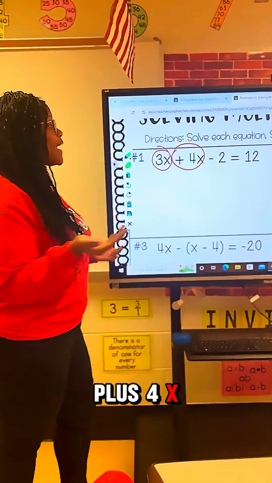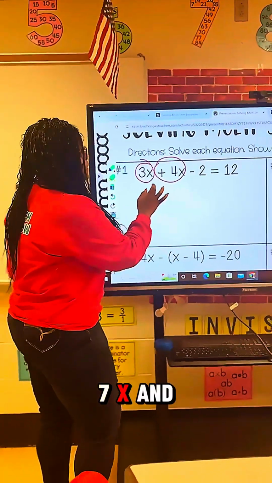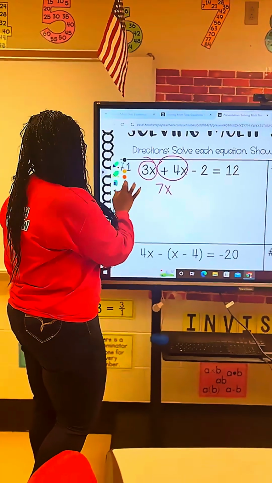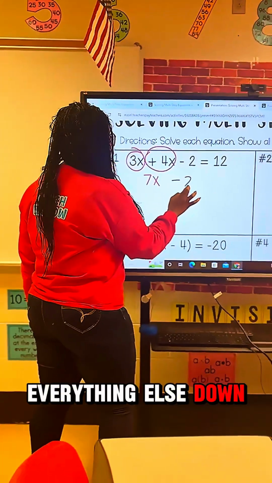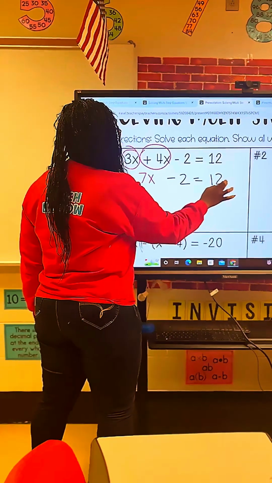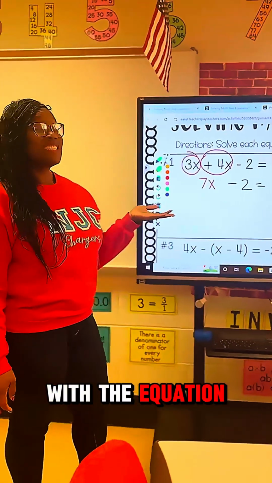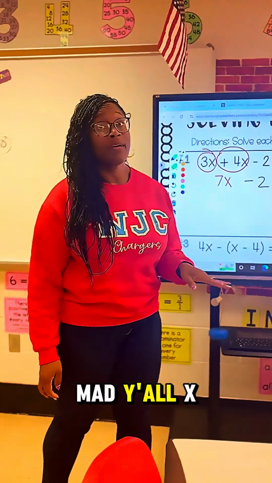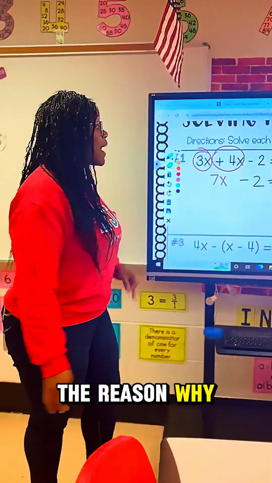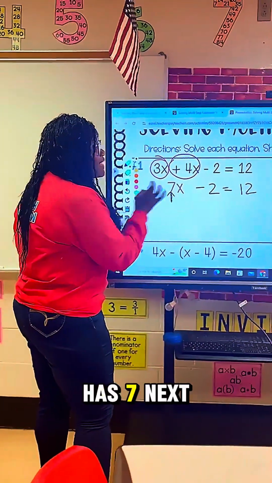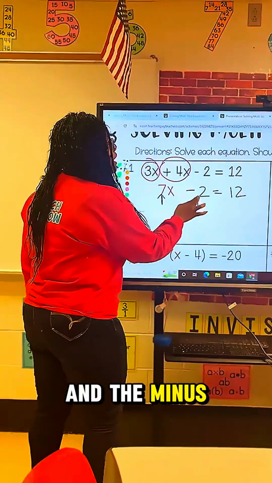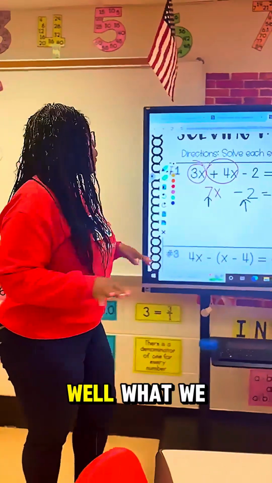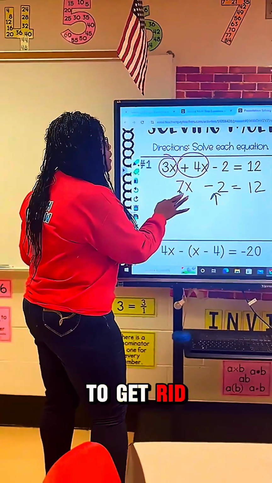So 3x plus 4x gives us what, y'all? 7x. And I hope you're writing this down with me while I'm writing it down. We're going to pull everything else down. And we're left with the equation 7x minus 2 equals 12. Now, x is mad, y'all. X is really, really mad. The reason why x is mad is because it has 7 next to it and the minus 2. He's like, about to give it up, okay? Well, what we need to do is get rid of both of them.